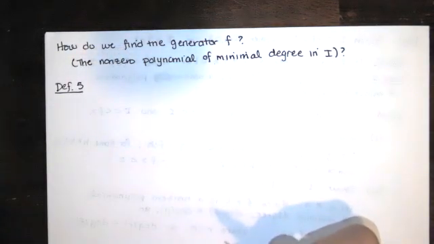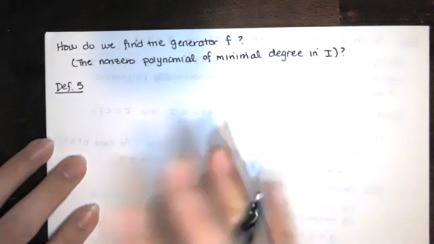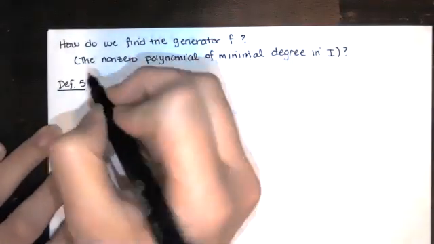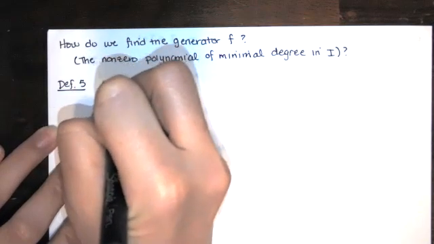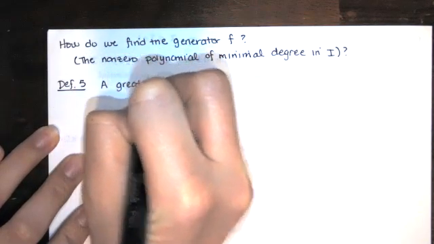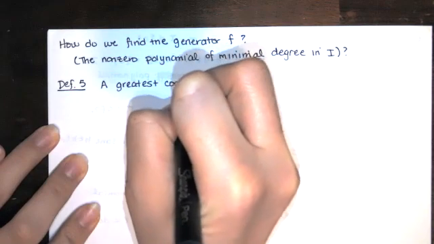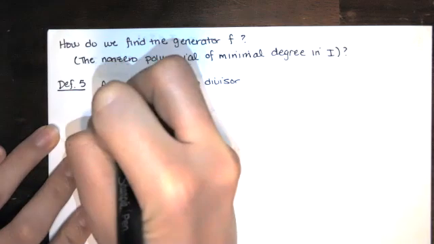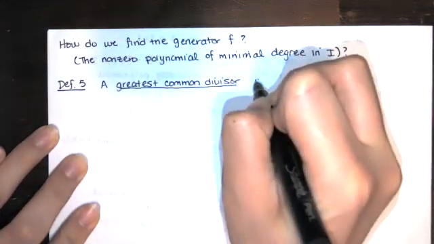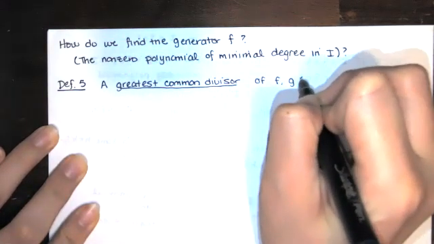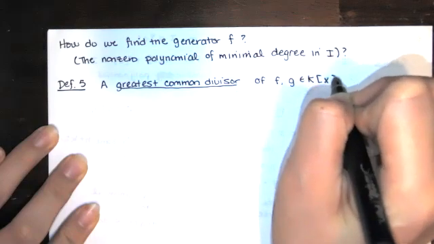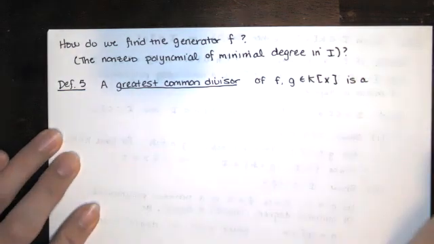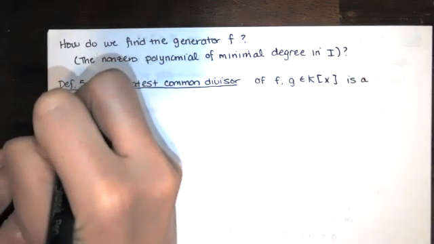How do we find it? Well, what we do is we find the greatest common divisor. In order to talk about that, let's define the greatest common divisor, or a greatest common divisor. A greatest common divisor of two polynomials f and g in the ring where our polynomials are all in one variable is a polynomial h that satisfies the following.